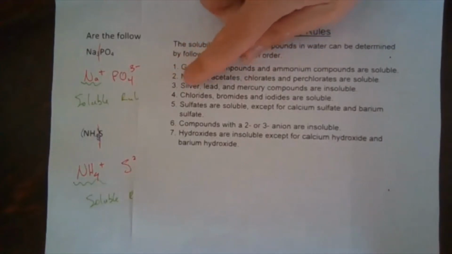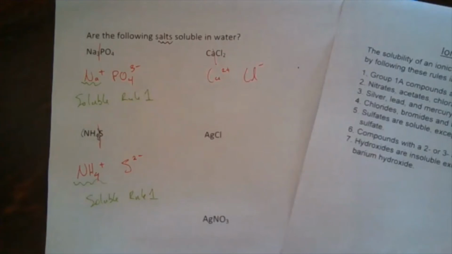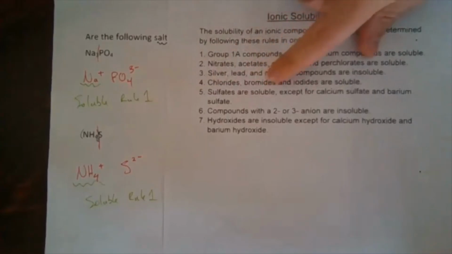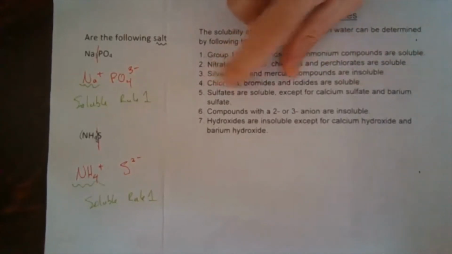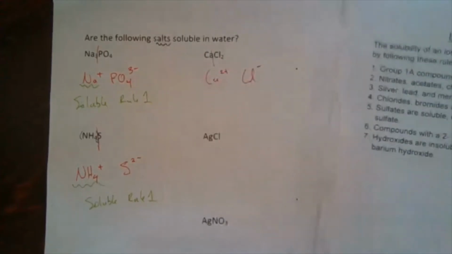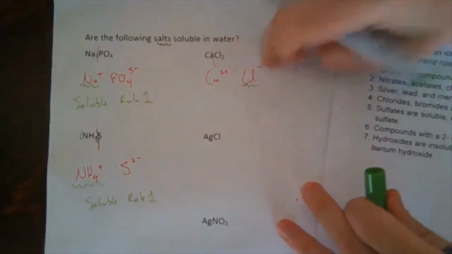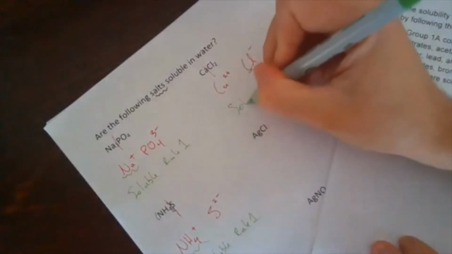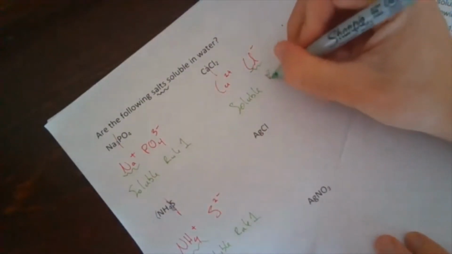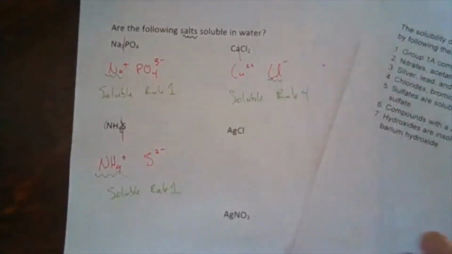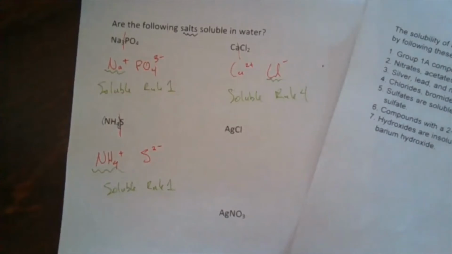We've got rule 3. Silver, lead, mercury. No, we just don't have that element. Those are specific elements. We don't have those elements. Rule 4. Chlorides, bromides, and iodides are soluble. We got that. This right here, we're now pulling the anion. The compound is soluble, and it's due to rule 4. There's a chloride in this compound. We didn't trigger rule 1, 2, or 3 so far. So rule 4 is what comes into account. Chloride is there, so this thing is soluble.